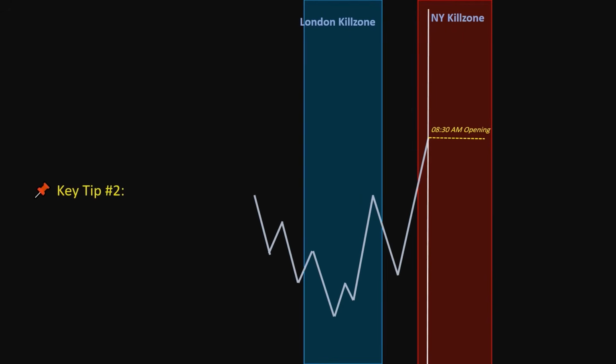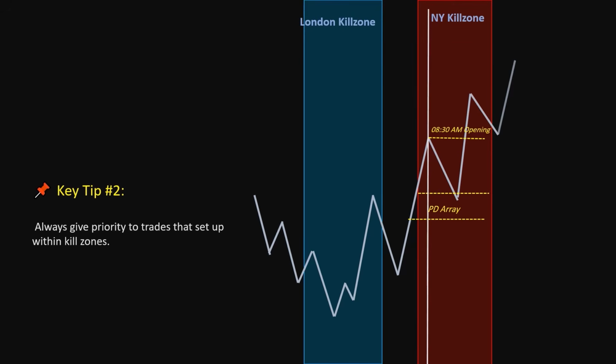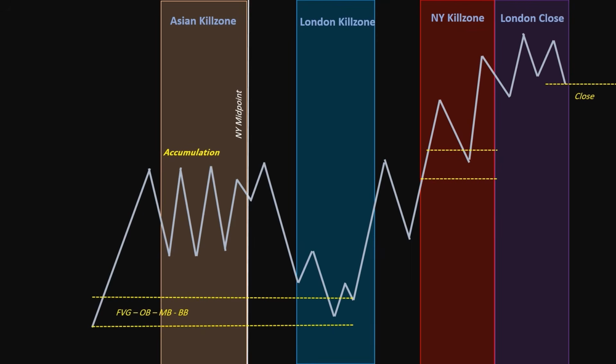Number 2. Always give priority to trades that set up within kill zones. These zones offer the highest probability setups because they align with institutional activity and major liquidity events. While it's possible to find setups outside these windows, they tend to carry more risk and less consistency. So unless your trade is built off a structure or liquidity event that began within a kill zone, it's generally best to stay on the sidelines.